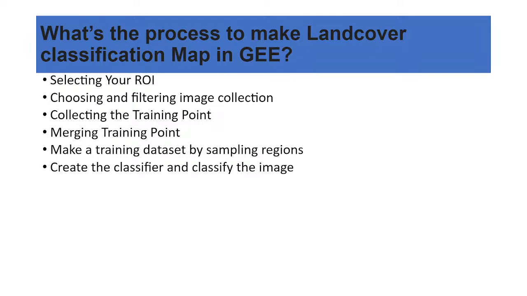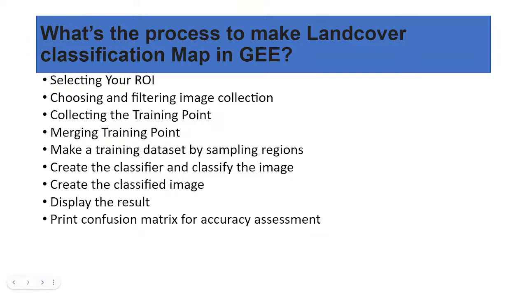And then create the classifier. At this time, you can use a random forest, or a support vector machine, or classification and regression trees. Any classifier you can use. Then classify the image, create the classified image, and display the result for your land use land cover classification map.